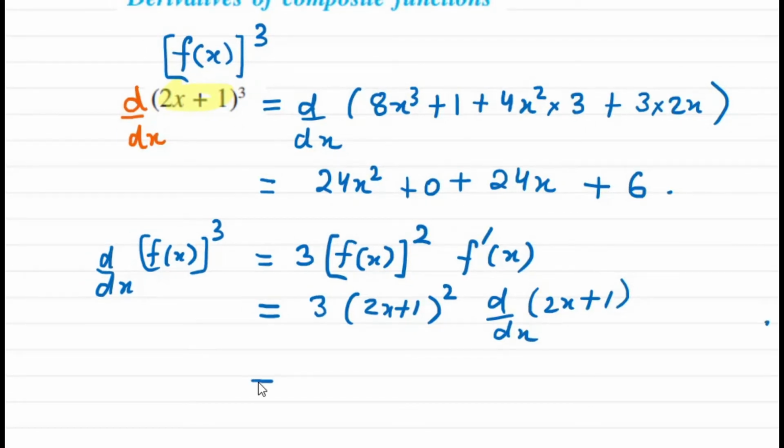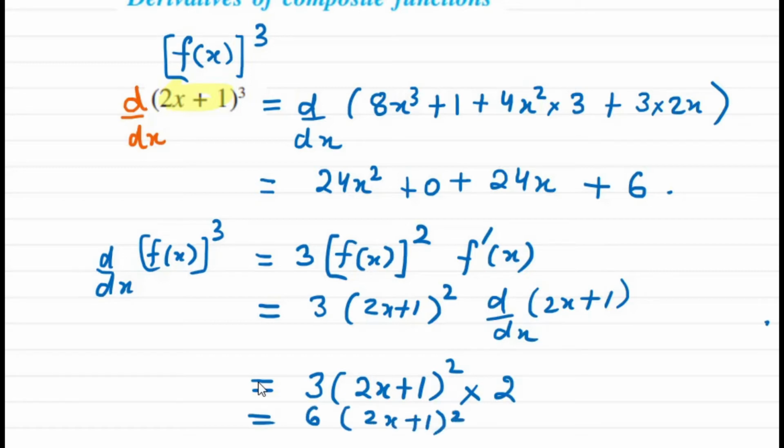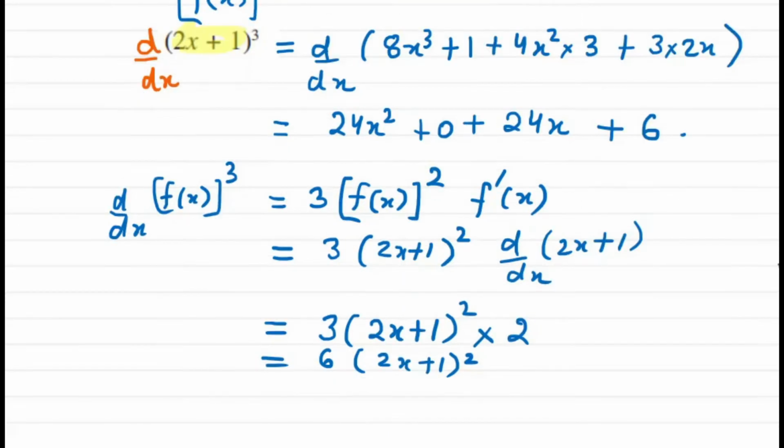So here you will get 3 into (2x + 1) whole square into 2 only. So your answer will be 6 into (2x + 1) whole square. So you have seen this question we have done in 2 different ways. The later one, the second method, is known as the chain rule. Here you have a function of another function. So here we have used the chain rule.